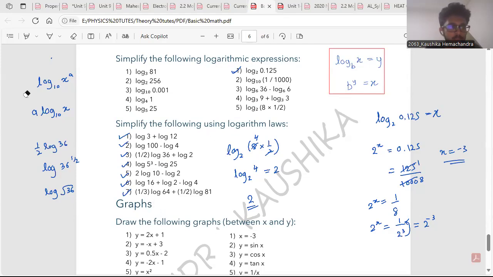We'll do this one for now. Yeah, let's do the first one. We'll do around 4 sums. First, we'll do the first one. Log 3 plus log 12. You can either take them separately or you can take them after multiplying. Easiest would be to multiply and take.